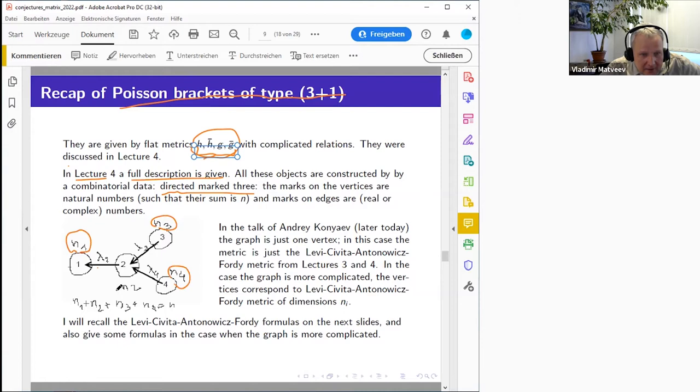So in the correct local coordinate system everything will be block diagonal, and this is simply the dimension of the blocks. And the marks on the edges are possibly complex numbers, which are here called lambda 1, lambda 2, lambda 3, lambda 4, and so on, because it is a tree. So this vertex determines the name of this H. In the talk of Andrey later today, the graph will be extremely simple. It will be just one vertex. In this case, the separating coordinates are just the standard elliptic coordinates, and the metric is just the Levi-Civita metric from my talk, or the Antonov metric from the lecture of Alexeyev and lecture 4.